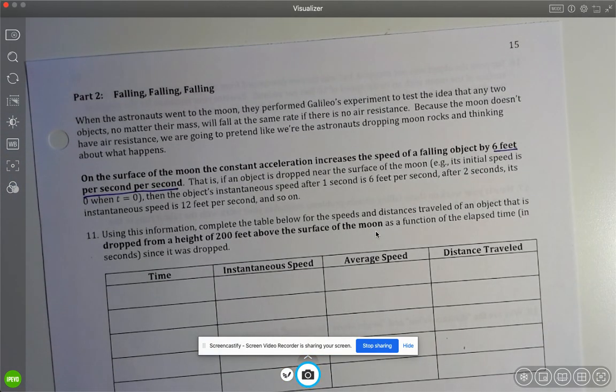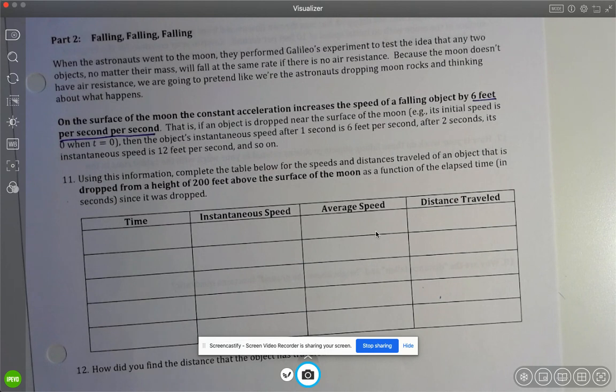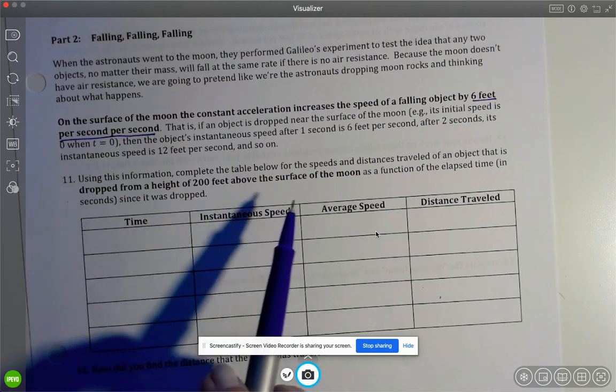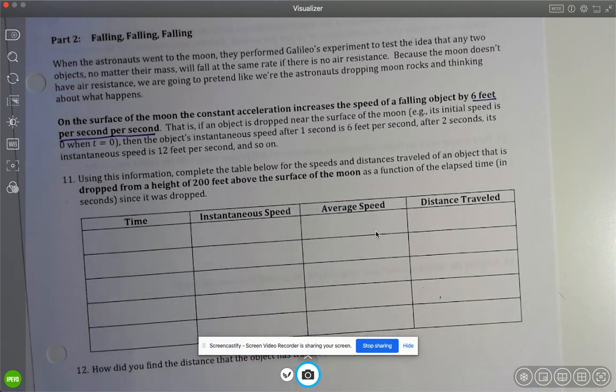On the surface of the moon, the constant acceleration increases the speed of a falling object by 6 feet per second per second. That's different than Earth, what we were talking about before. So that is, if an object is dropped near the surface of the moon, its initial speed is 0 when t equals 0, then the object's instantaneous speed after 1 second is 6 feet per second. After 2 seconds, its instantaneous speed is 12 feet per second, and so on. So using the information, complete the table below for the speeds and distances traveled of an object that is dropped from a height of 200 feet above the surface of the moon as a function of the elapsed time in seconds that it was dropped.